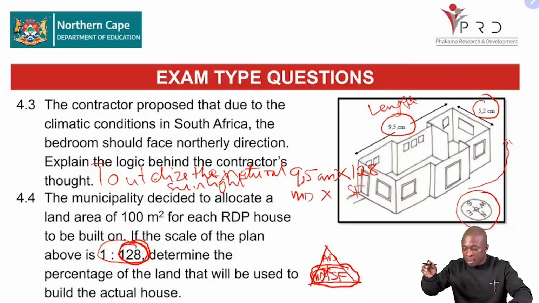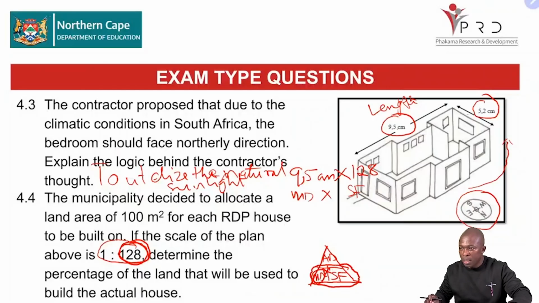Immediately, once you have these values, you go and you press them. We have your MD, which is 9.5 centimeters. Remember, you don't press the centimeters, you only press the 9.5. You multiply that by your scale factor. What's our scale factor again? Good.